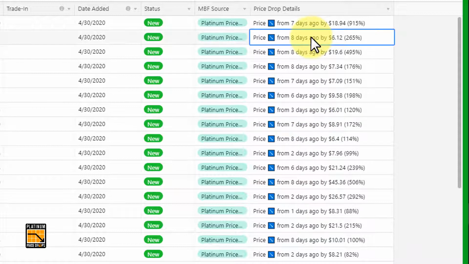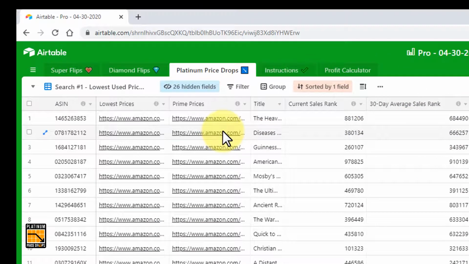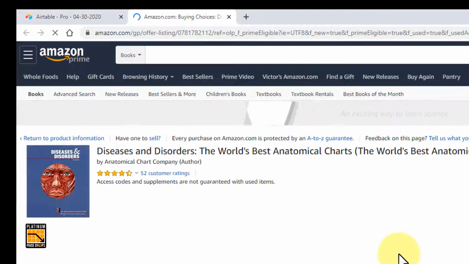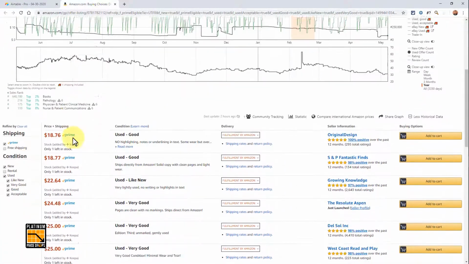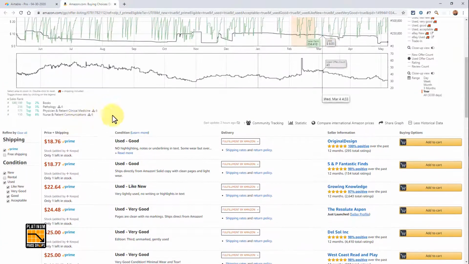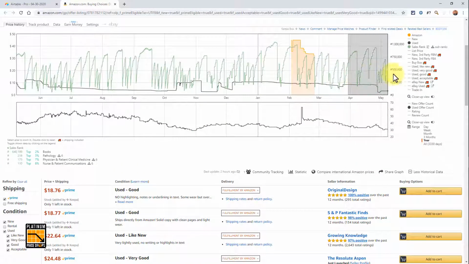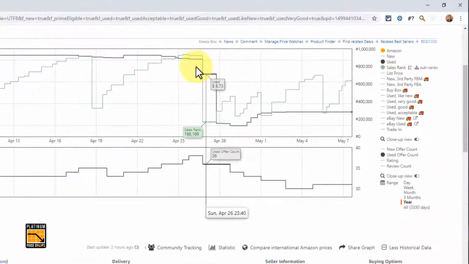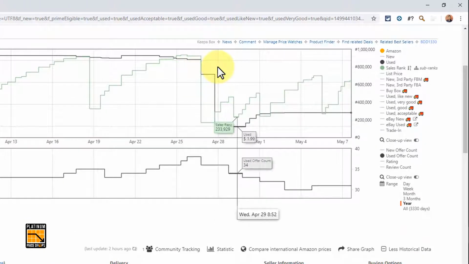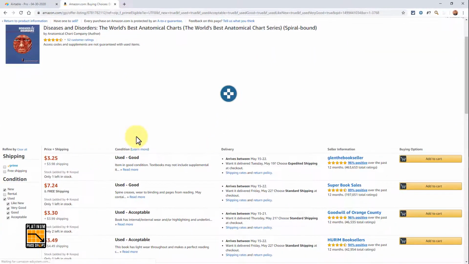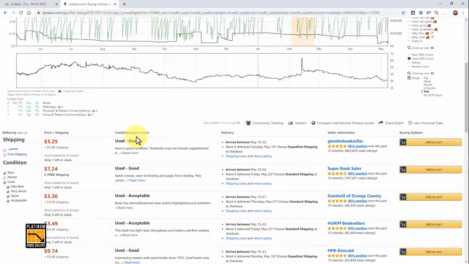Let's look at the second one, for example. This second book seemed to drop $6, which is not a lot, but percentage-wise, it was 265%. It might be one we'd want to look at, so let's just look at it real quick. All right, so this is a low-price book, though. It's $18.79. Here was the price drop, you can see right here. It was $8, and then it went down to $2.20. Now the price has probably gone up a little bit. Yeah, they're still pretty cheap books, but that's a less expensive book.